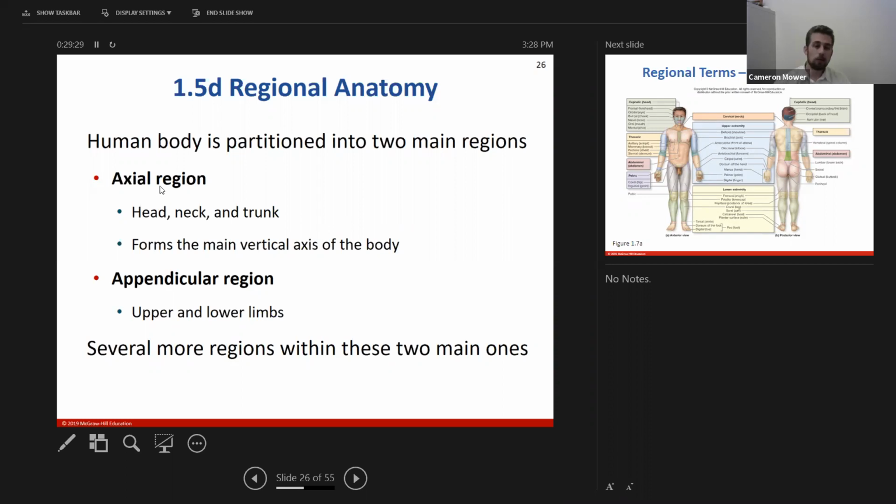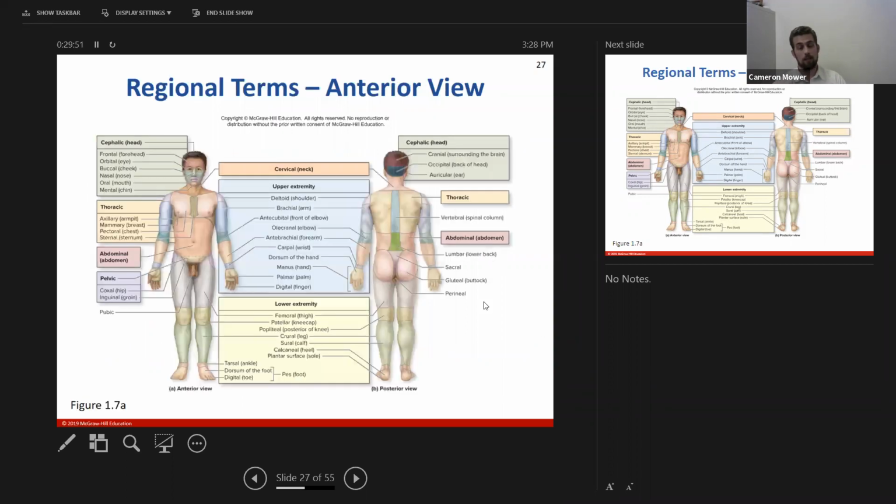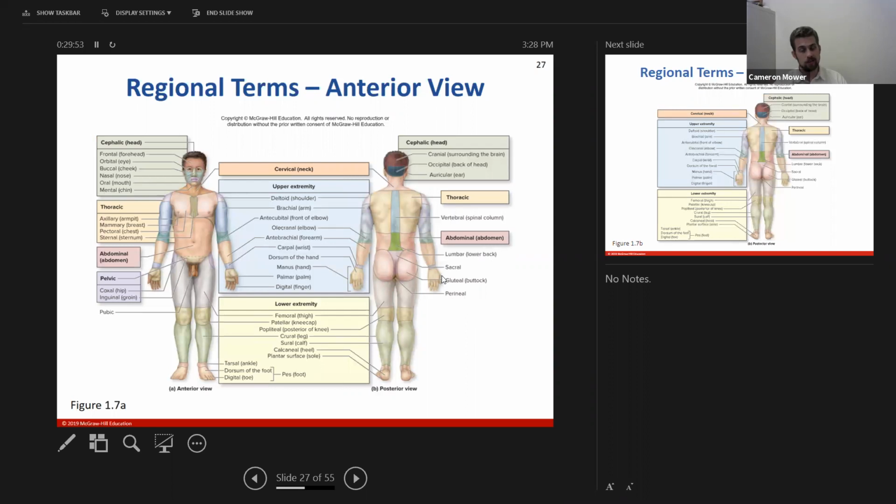Anyway, axial region is going to be the head, neck, and trunk, right? Head, neck, and then the trunk. Appendicular region is going to be your upper and lower limbs. So your appendages, right? Your appendages are going to be the floppy things that stick out from your trunk. The trunk is going to be the axial. And then within each one of those regions are several more, right?